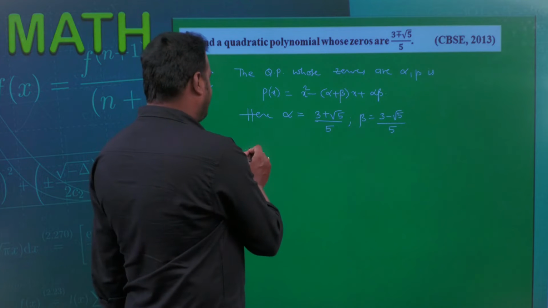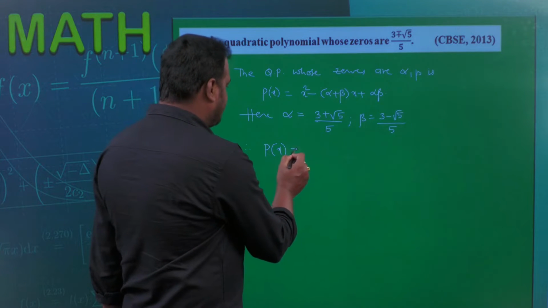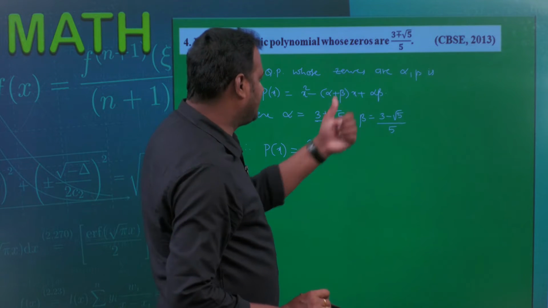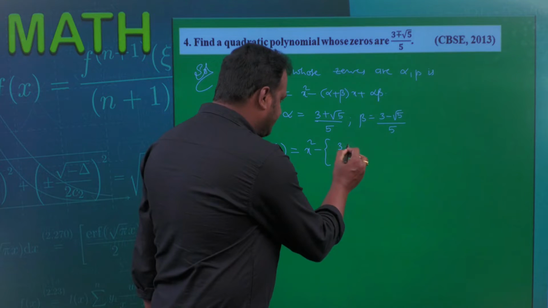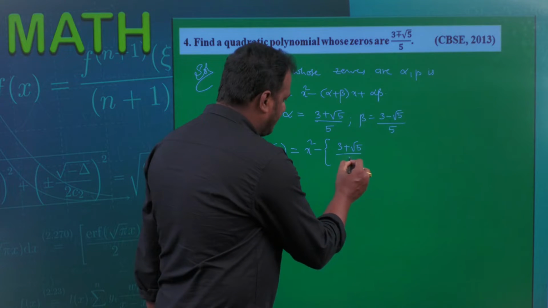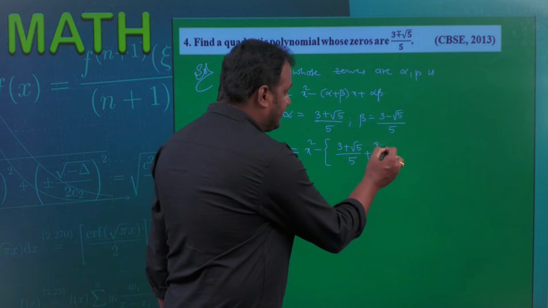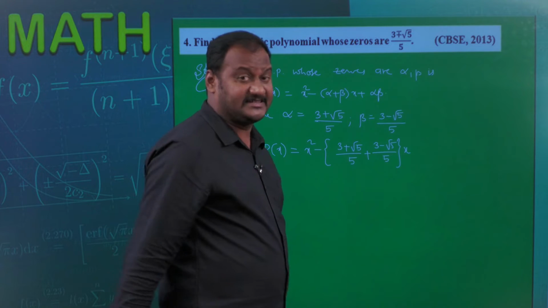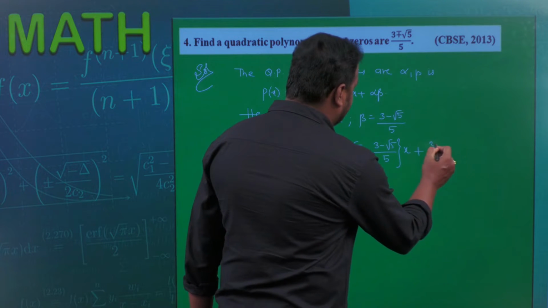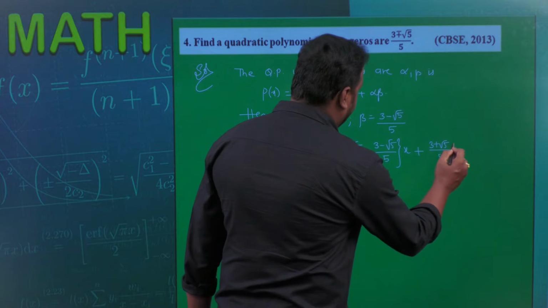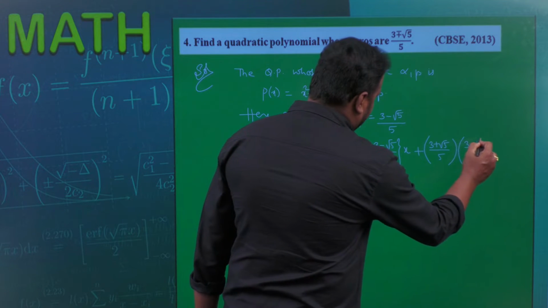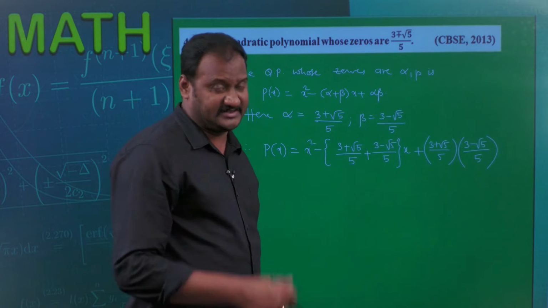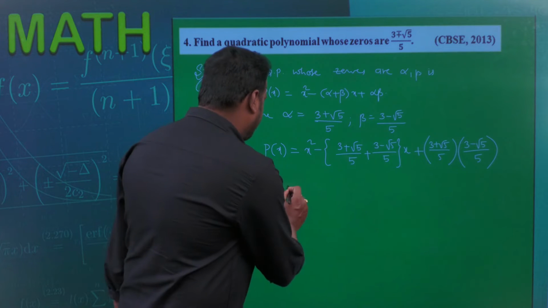So if you substitute them in p of x, p of x is going to be x square minus alpha plus beta. Alpha is 3 plus root 5 divided by 5 plus beta is 3 minus root 5 divided by 5, times x plus alpha into beta, that is plus 3 plus root 5 divided by 5 into 3 minus root 5 divided by 5. This is the quadratic polynomial. But it should be in the standard form, the simplest form. For that you will have to simplify it.